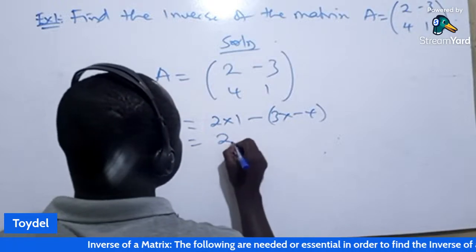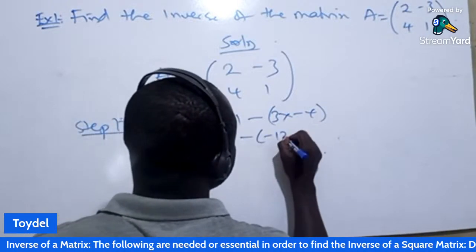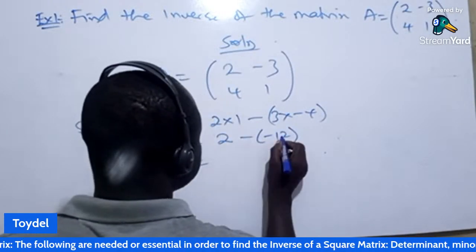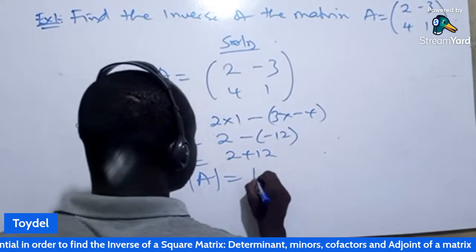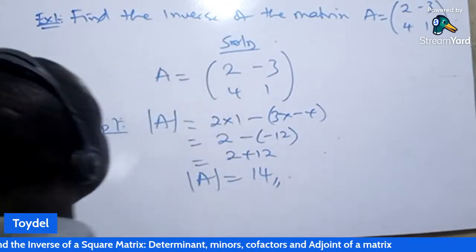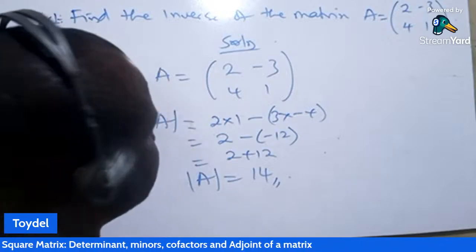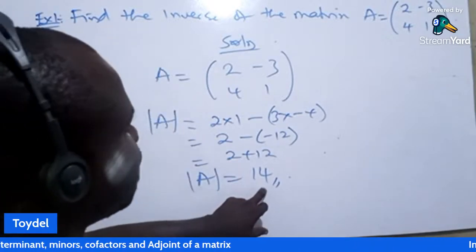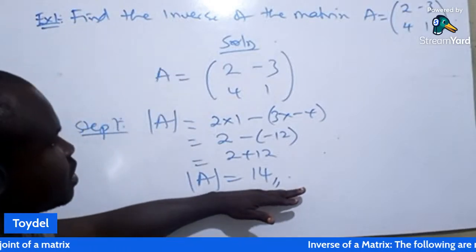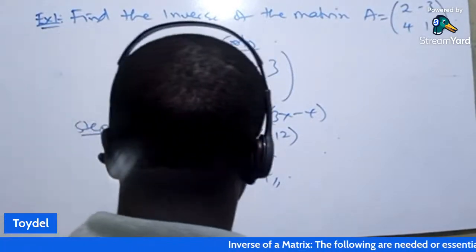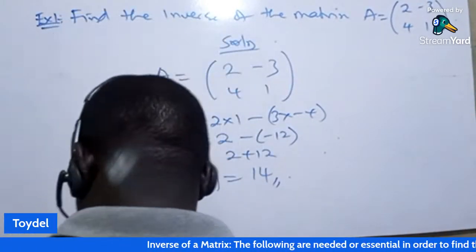Then 2 times 1 is 2, minus 3 times minus 1 is minus 12. So minus times minus, that will be 2 plus 12. So determinant of A is equal to 14. So in this case now, this matrix is non-singular because the value of determinant is non-zero. So since this is a non-singular matrix, we can go ahead and find the inverse. It shows that this matrix has an inverse.